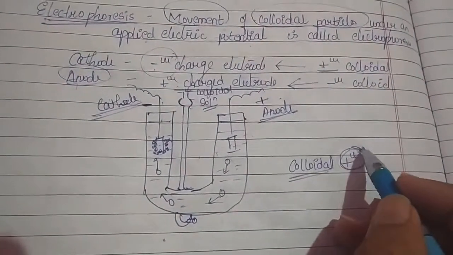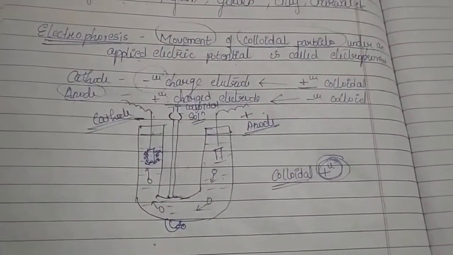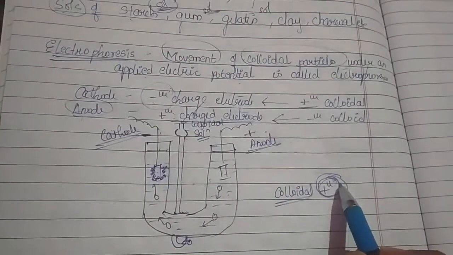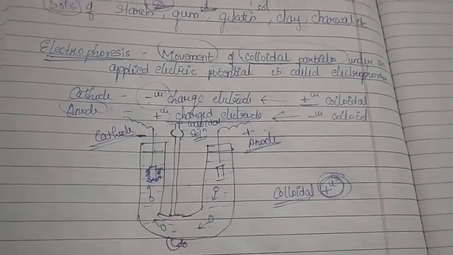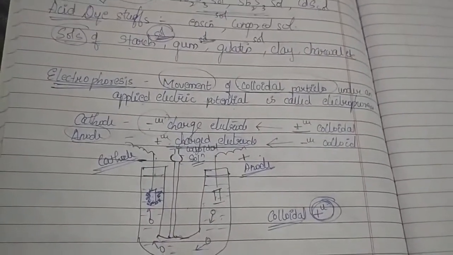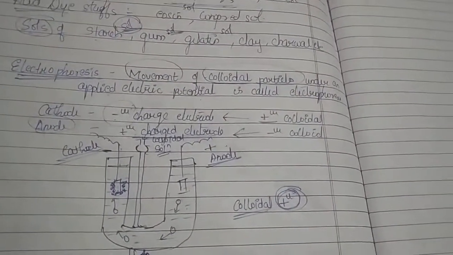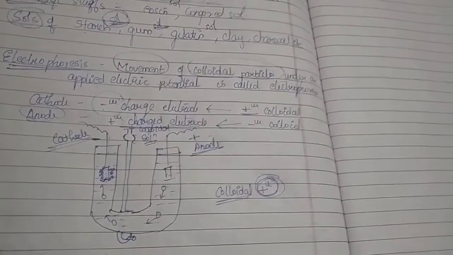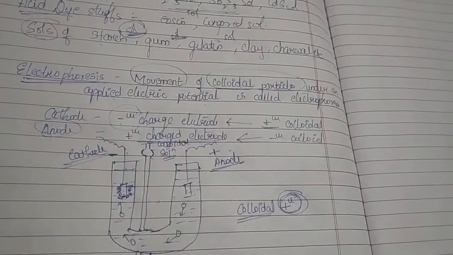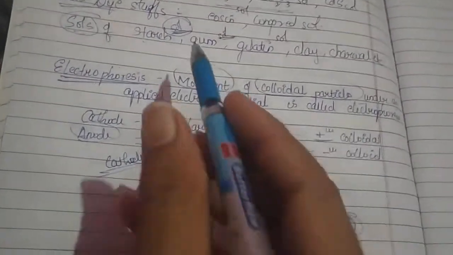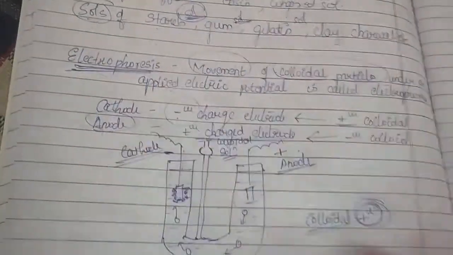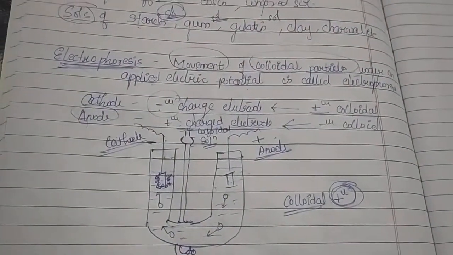Depending upon the charge on the colloidal particles, of course they will try to migrate to their oppositely charged electrode under the influence of an electric field. Such migration of the colloidal particles under the influence of an electric field is called what? Electrophoresis. Very much important concept.